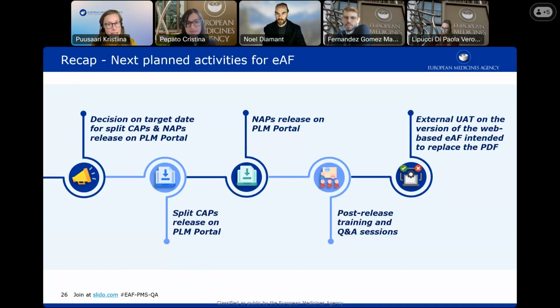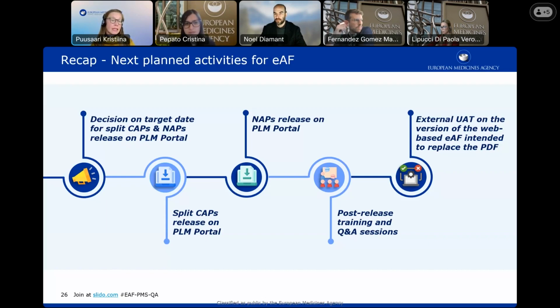So in December, we will be taking a decision on the target date for the split CAPs and NAPs release in the PLM portal. And once we have announced that date, you can then subsequently expect the split CAPs release on the PLM portal. As there is a much smaller number of centrally authorized products, the CAPs will appear there sooner than the nationally authorized products. Depending on the data load and if there are any issues found, we may take a decision to release the CAPs prior to the nationally authorized products or not. This we will find out in December.